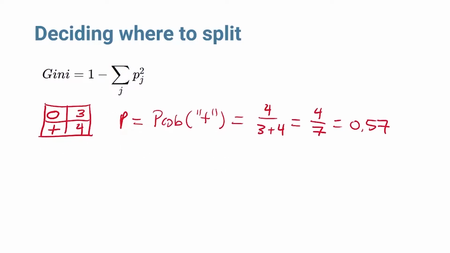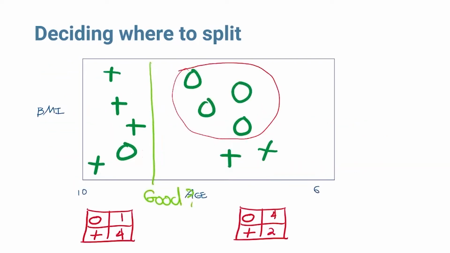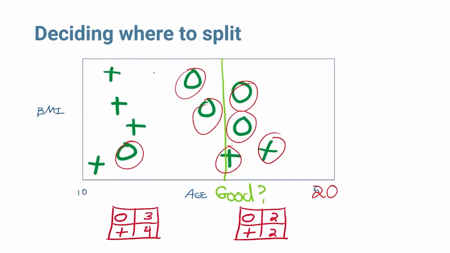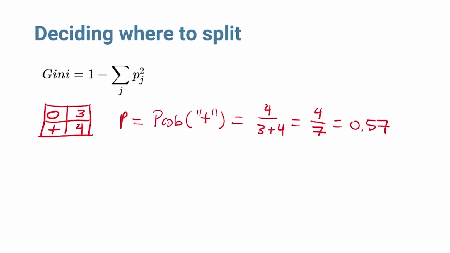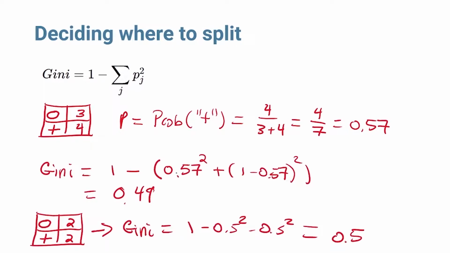So let's look at the first split. That is this split right here. So we're looking at this region, and this is the frequency table. So p, the probability of the positive class, is simply 4 over 4 plus 3, or 4 over 7, which is 0.57. So Gini is just 1 minus 0.57 squared plus the complement squared, which is 0.49. And likewise, for the region on the right, the Gini comes out to be 0.5.